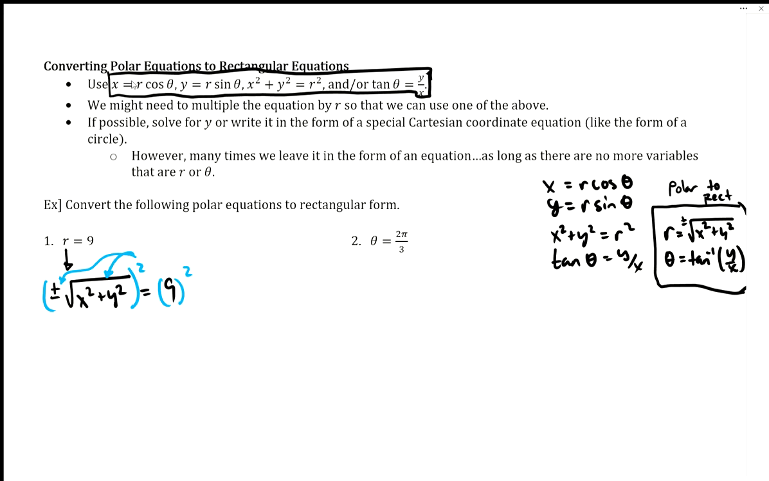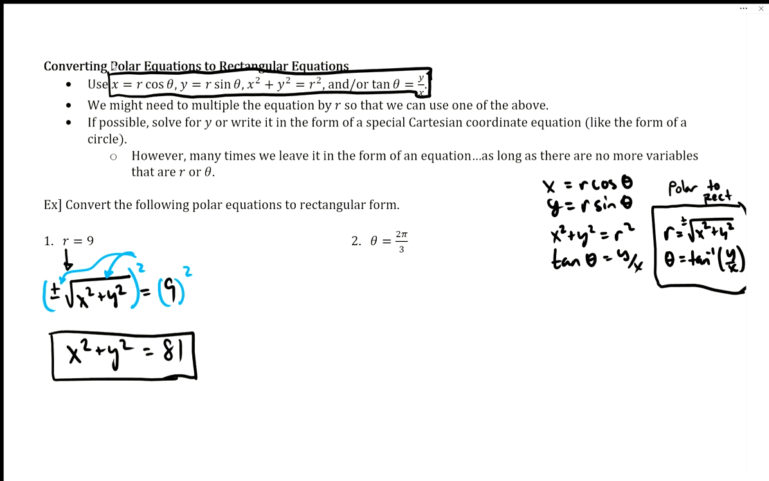Squaring a plus and minus, and the square root, well, a positive number getting squared would stay positive. A negative number getting squared would also become positive. So that means I'd no longer have plus minus, and then the square root and the square would just cancel. So we'd have x squared plus y squared equals 9 squared, which is 81.